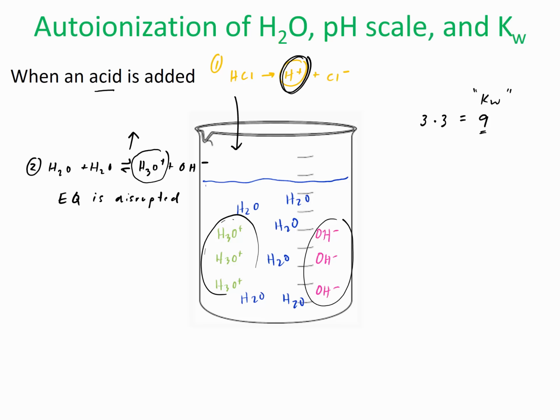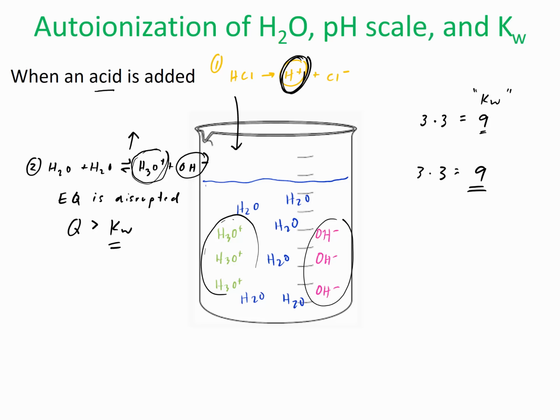So what ends up happening is all the excess OH. So what ends up happening is Q is greater than KW, and this can't happen. So it needs to do something in order to lower this amount, so that when you multiply them, we get 9. So 3 times, I mean, in my example here, we need to get back to 9.